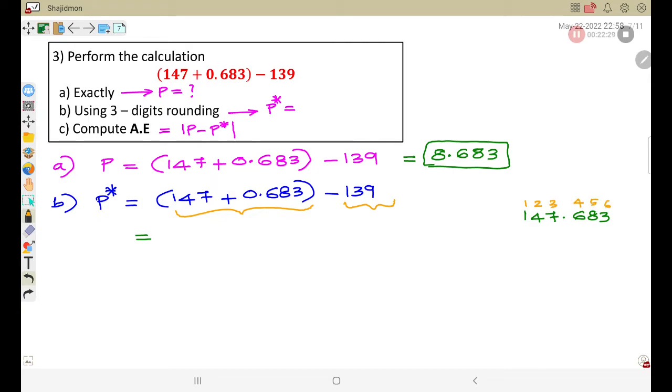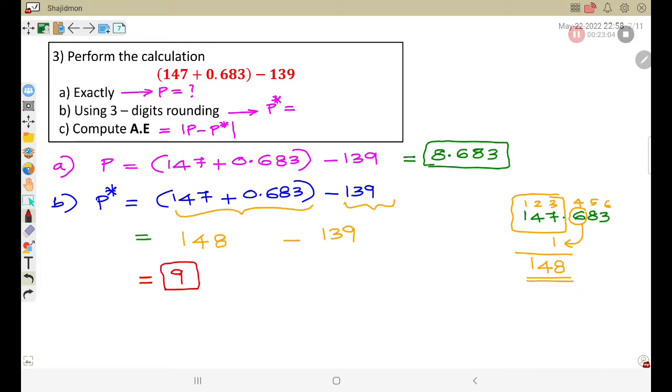Correct? We need only 3 digits rounding. So these are the 3 digits number. Okay, after digit is 6. So we need to add 1 here to the last number, because it is rounding. So add 1 so that you will get 148. Okay, so here we can write 148 minus 139. So what is 148 minus 139? You will get equals 9. Okay, so this is the P star value.